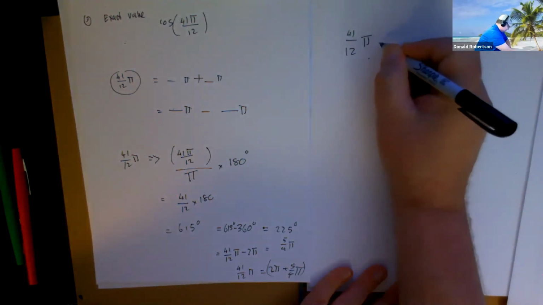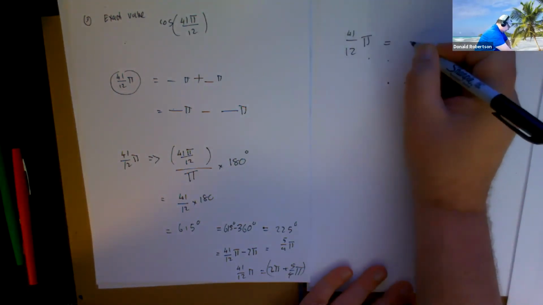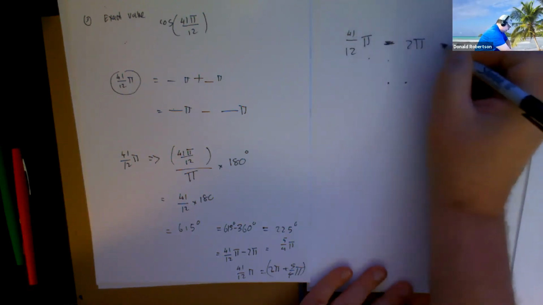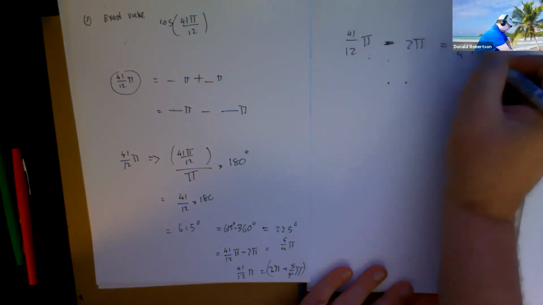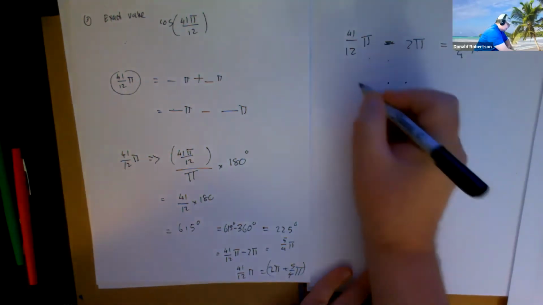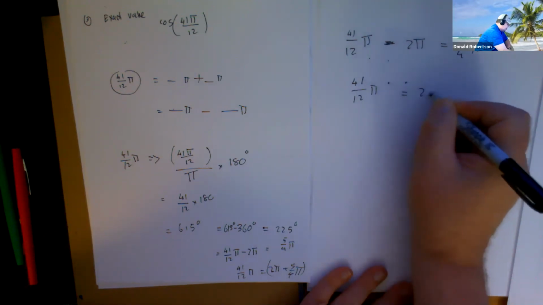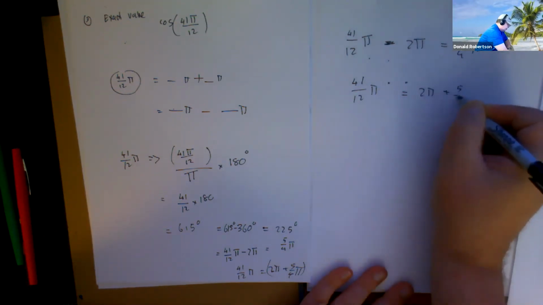And I'm taking this and I'm saying if you take away 2 pi from this, you get 5/4 pi. And so that makes this fella 2 pi add 5/4 pi.